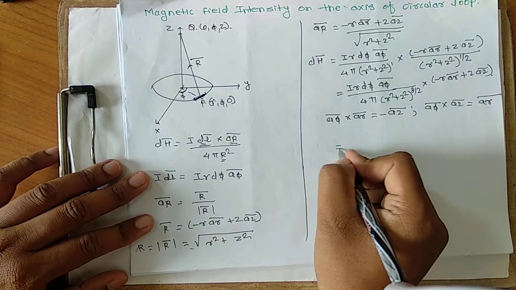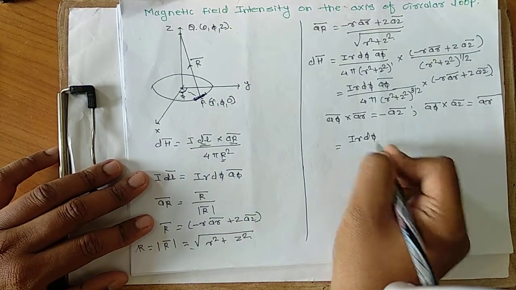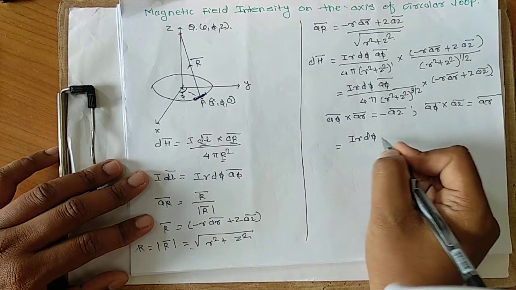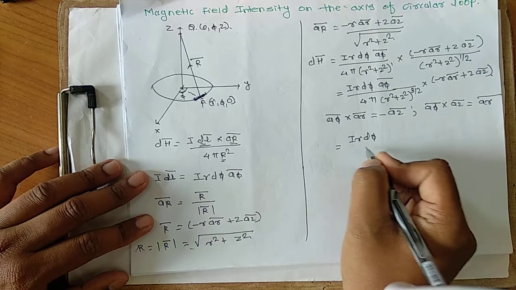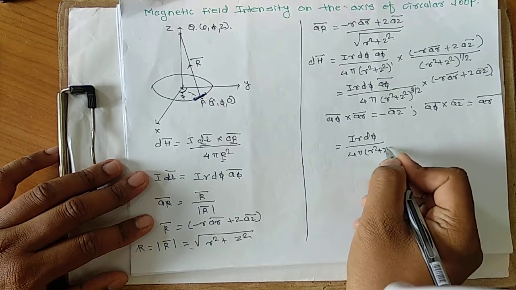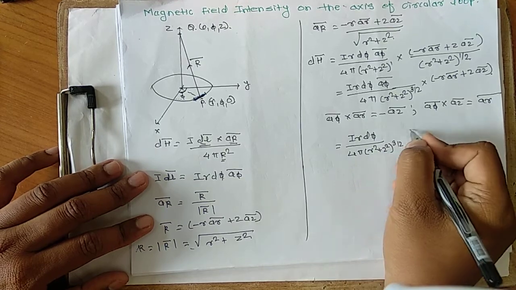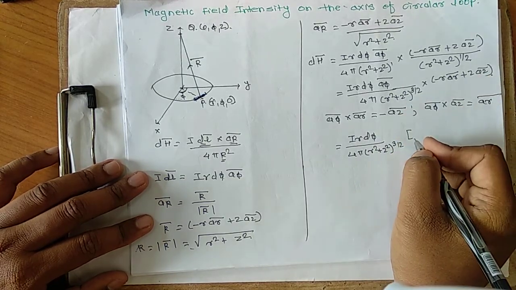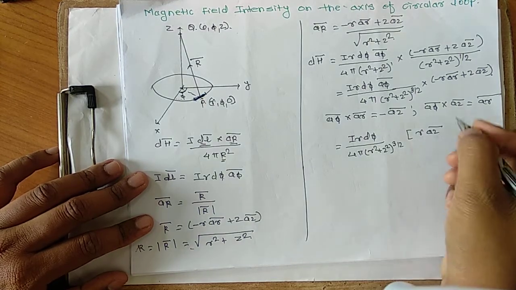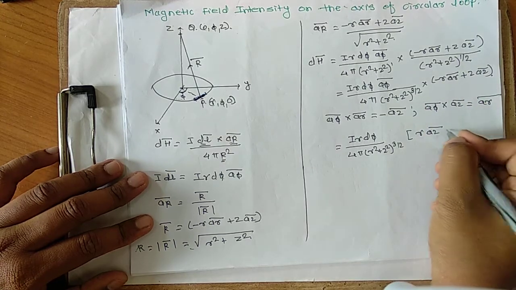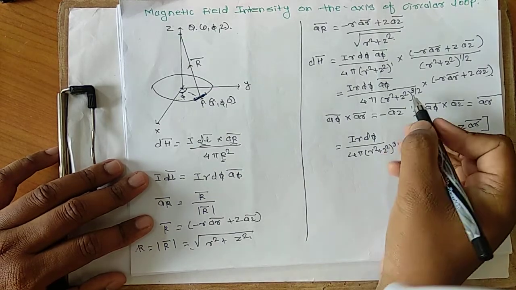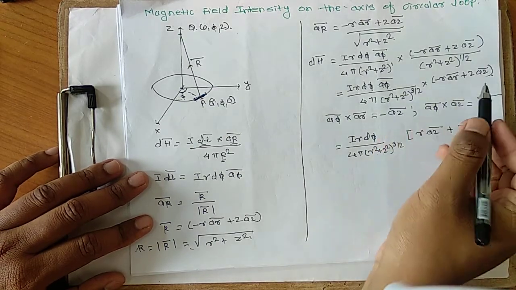Now we have to multiply this I r d phi a_phi bar cross a_R bar. We have to find out a minus a_z bar, over 4 pi r square plus z square raised to 3 by 2. If I multiply this inside, it will be plus r a_z bar, and with this a_phi bar, if I multiply, it is z a_R bar. I just take a cross product with a_phi bar.